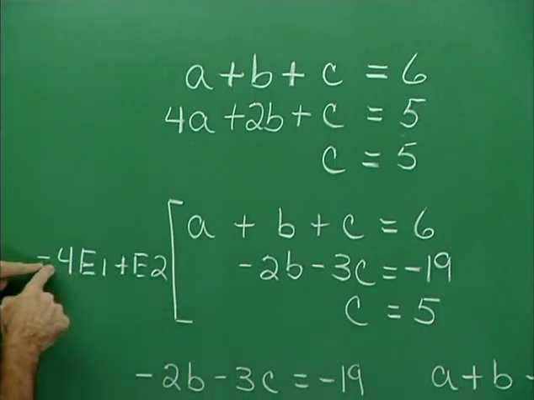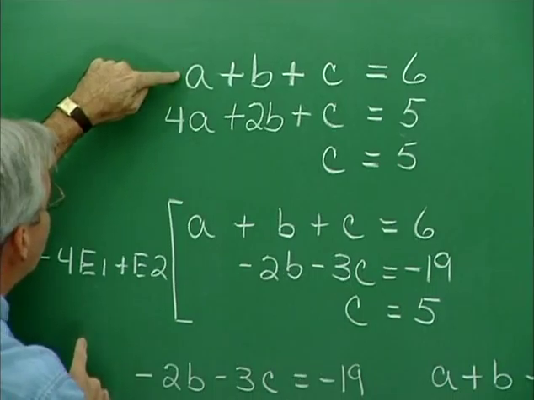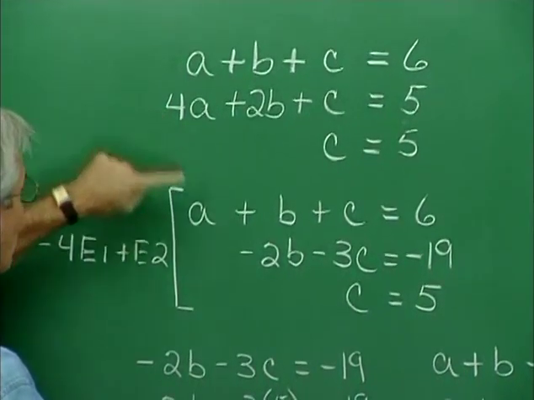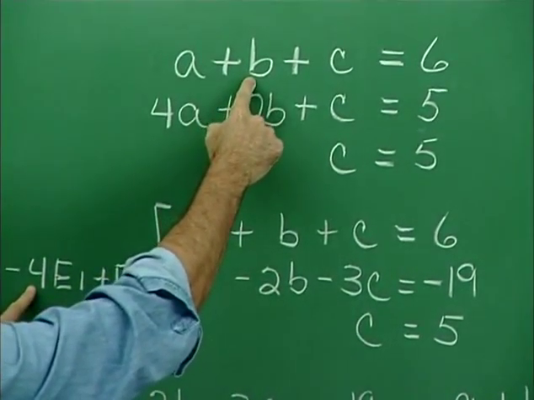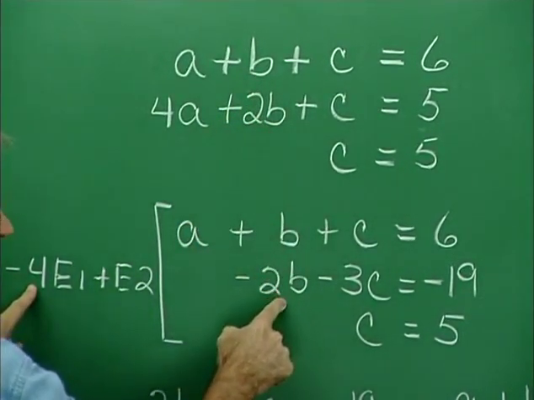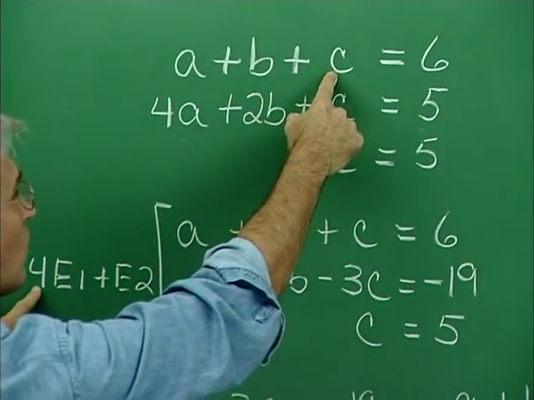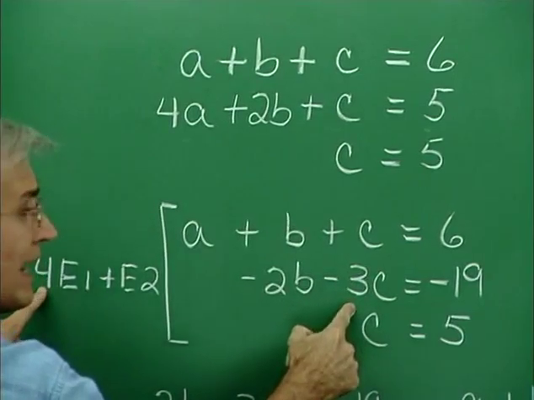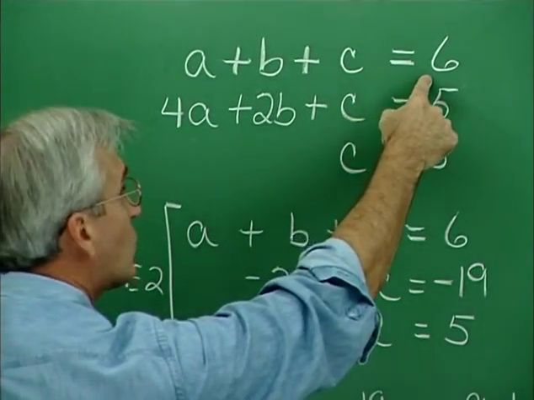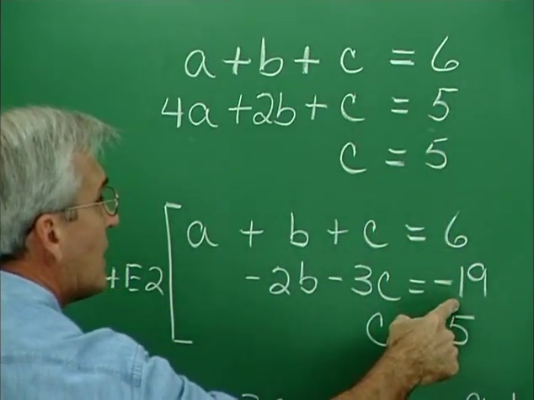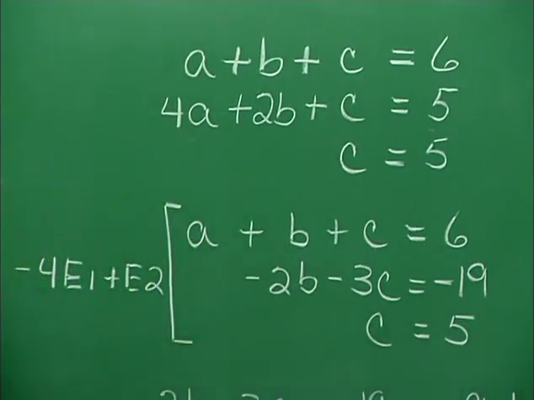Okay, so we're going to multiply negative 4 in equation 1 and then add equation 2. So negative 4 times a is negative 4a plus 4a would be 0a as expected. Then negative 4 times b is negative 4b plus 2b is negative 2b. Then negative 4 times c is negative 4c plus 1c is negative 3c. Then negative 4 times 6 is negative 24 plus 5 is negative 19. And now I'll just bring down this equation. We don't have any work to do on it.